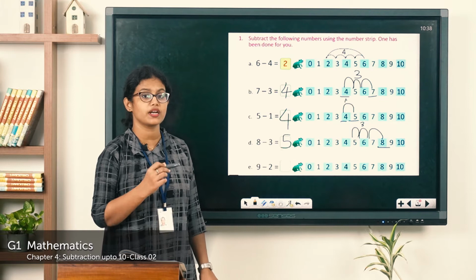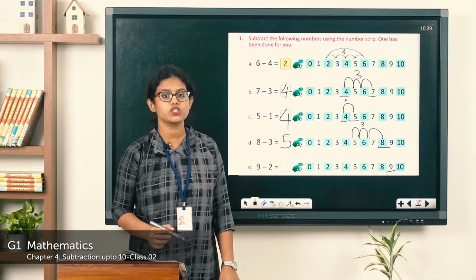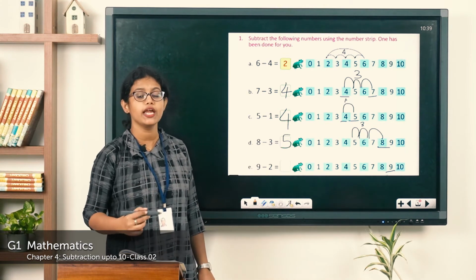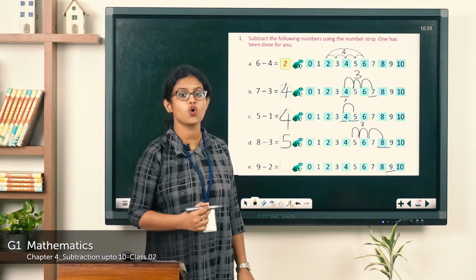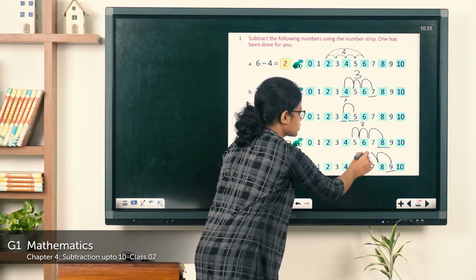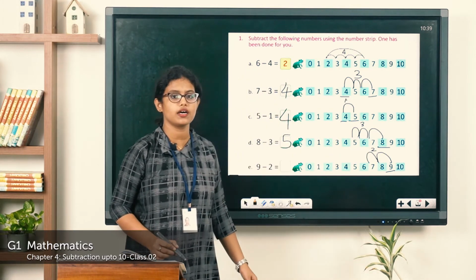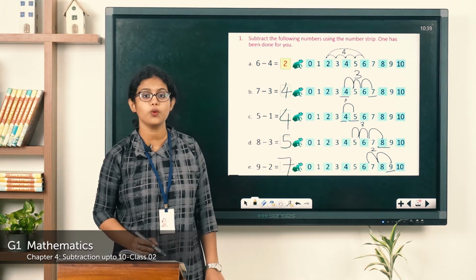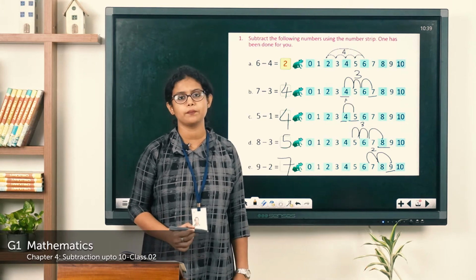So what do you have to do first? All of you find number 9 on the number strip. Here is number 9. So you need to subtract 2 from 9. Or you need to take away 2 from 9. So you need to move how many steps? You need to hop 2 steps. So 9 to 8, 8 to 7. So how many steps? 2. And you reached at which number? Number 7. So what is the answer? 9 minus 2 equal 7. So this is how you can do sums on the number strip.